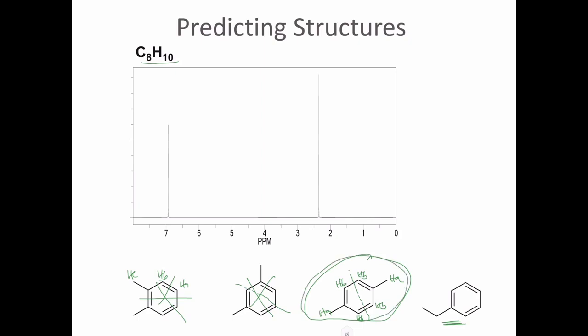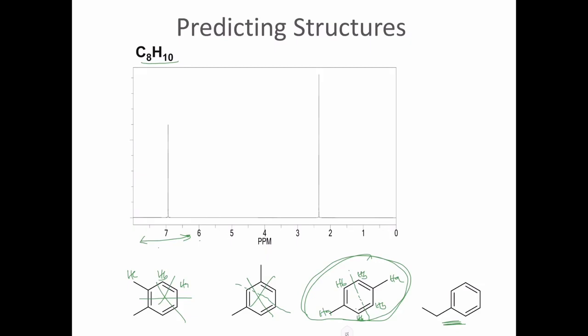So we have aromatic compounds. Aromatic compounds will have the protons, so HBs. HBs will appear between 6.5 all the way to 9. Okay, so anytime you see protons between 6.5 to 9, then they must be aromatic protons.